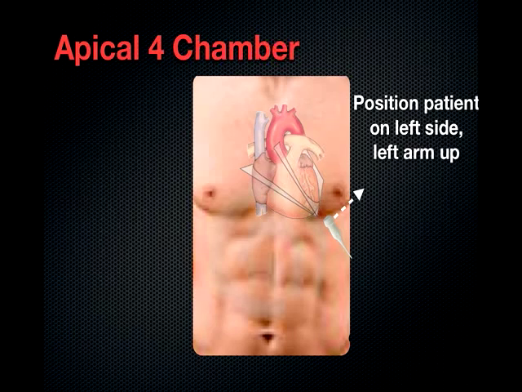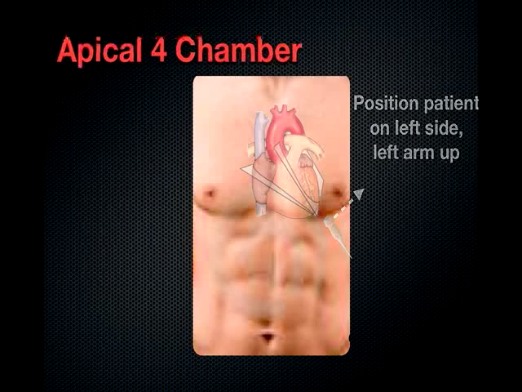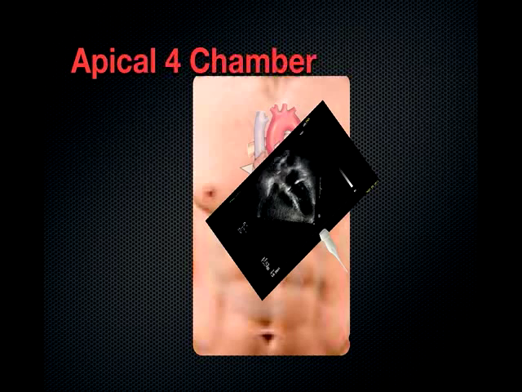If you cannot get a good view, then you can try to position the patient on their left side with their left arm up. What this does is it brings the heart to the chest wall and moves the lung out of the way, and opening up the rib space by lifting the left arm can often be helpful. So this would be the view. Obviously it's not going to be in this orientation on your screen, but we have the left ventricle, the left atrium, the right ventricle, and the right atrium.